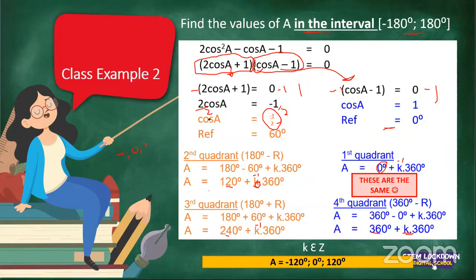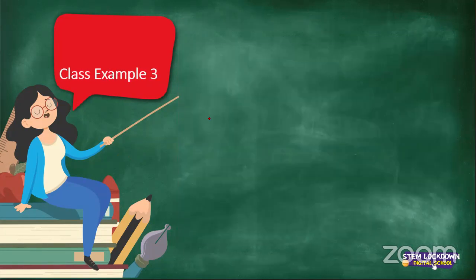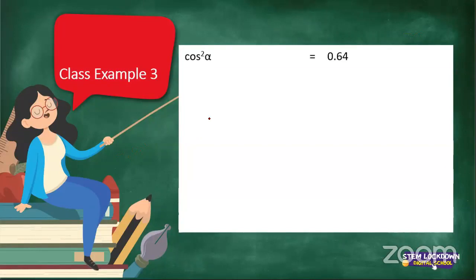I'll be picking up a bit of the pace with our coming examples because we're running out of time, but please stop me. Do not hesitate to ask if you're not getting my questions, right? Class example 3 looks like this. Cos squared alpha is equal to 0.64, right?